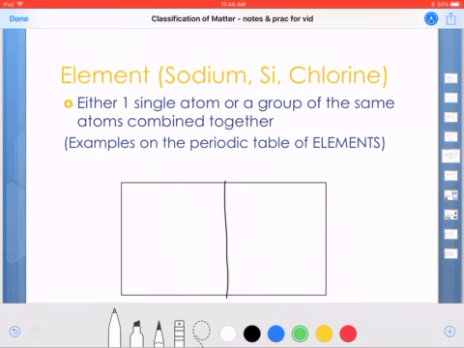Elements can either be a single atom or a group of the same atoms combined together. So anything on the periodic table is a great example of an element because it's a periodic table of elements. So if I had single individual atoms, this could be like any of the noble gases where I just had particles that were by themselves. So that's 3 atoms of the same element. If I had those X's and they were connected, then this would also be an element, but it just looks a little bit different. As long as you have the same symbol in there, it's going to be an element.